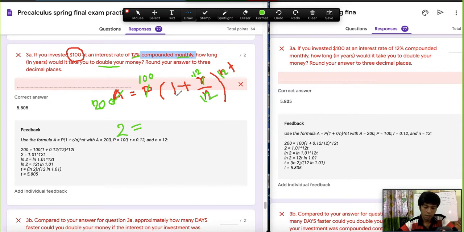0.12 divided by 12, and this comes 0.01. Then plus 1. So it comes 1.01 to the power of whatever this number is, just this will be there, 12t. This we will not do anything with, this 12t.